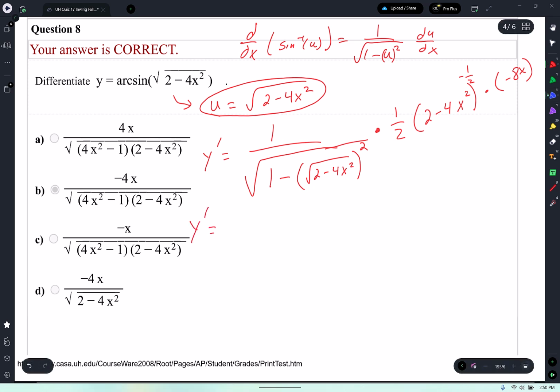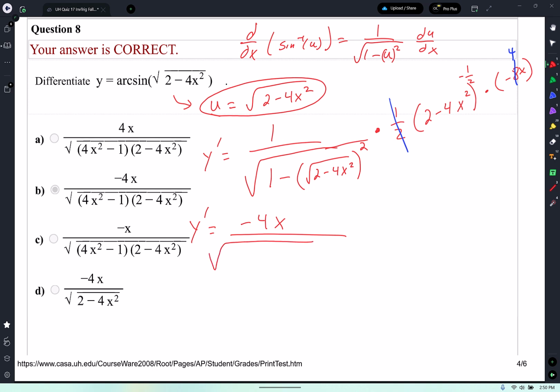So let's see. Here's what I see. Go slow. This half and that 8, that turns into a 4. And I see that negative, so that negative 4x is going to my numerator. Negative 4x. There's my numerator. Over, don't worry, we're going slow, guys. What did we just do? We did the derivative of the arcsine. Now we're simplifying. We're just doing algebra.